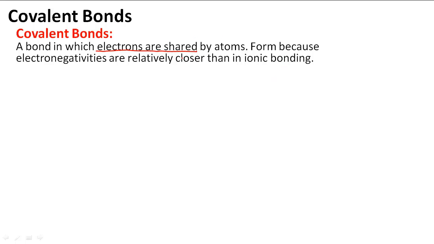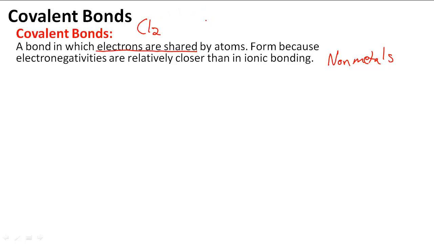This usually happens, covalent bonding usually happens between non-metals. So the non-metals usually combine because they have electronegativities that are very close to each other, and they represent the covalent bonding, the sharing of electrons. So let's take, for example, Cl2, a diatomic element. So there are two atoms of Cl in this molecule.